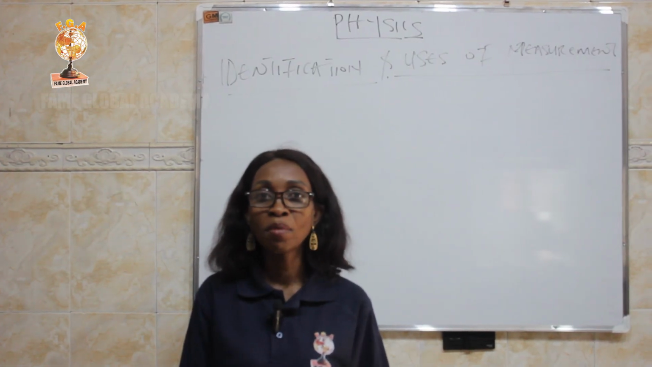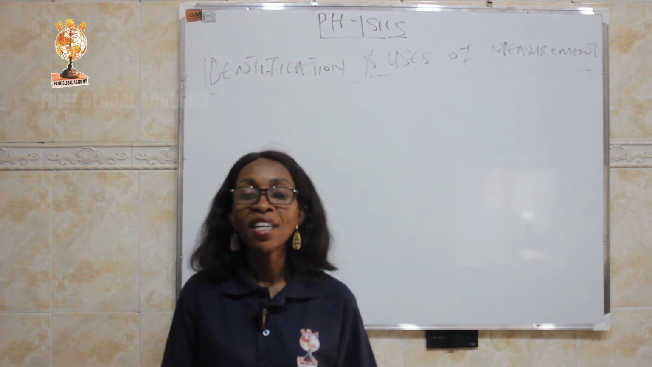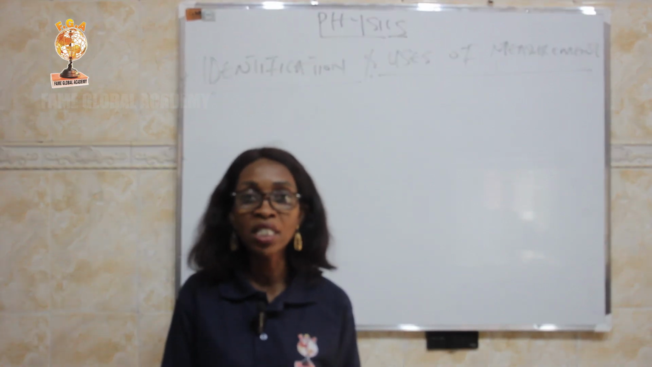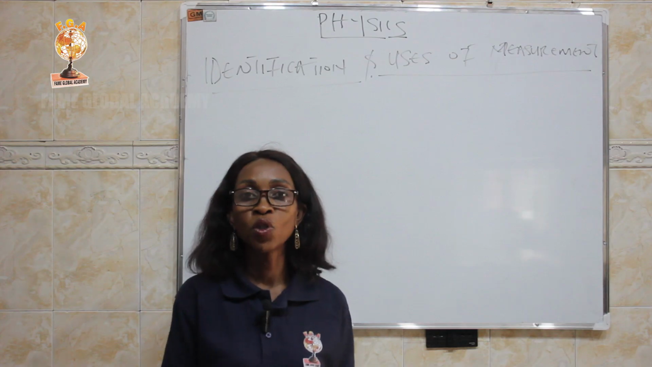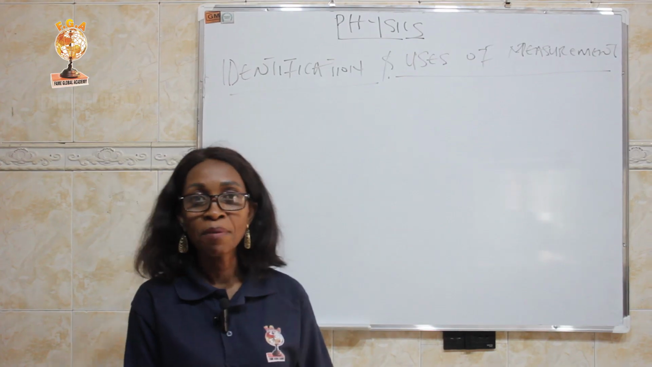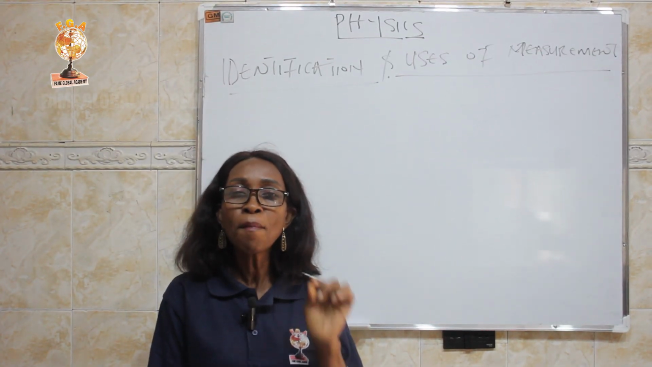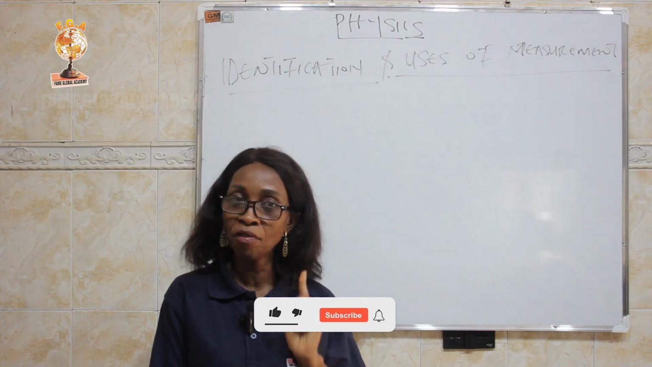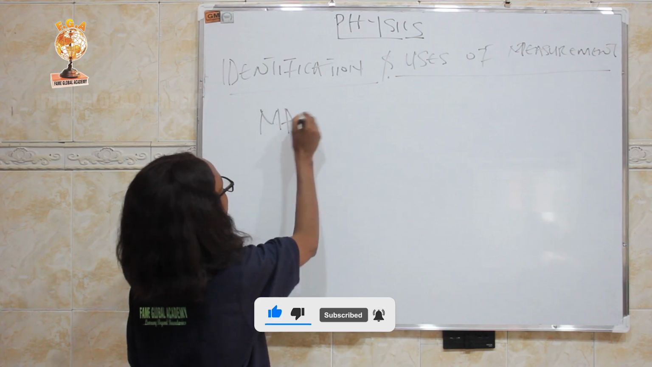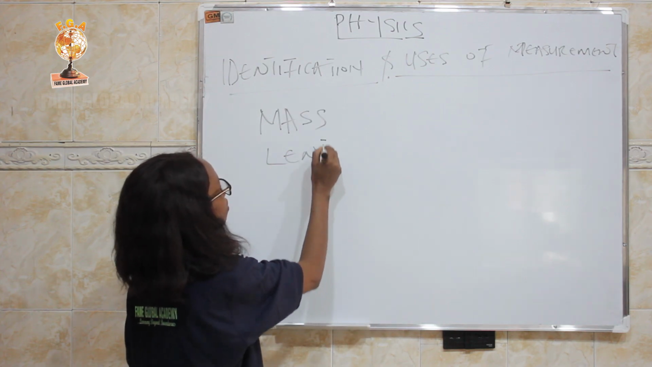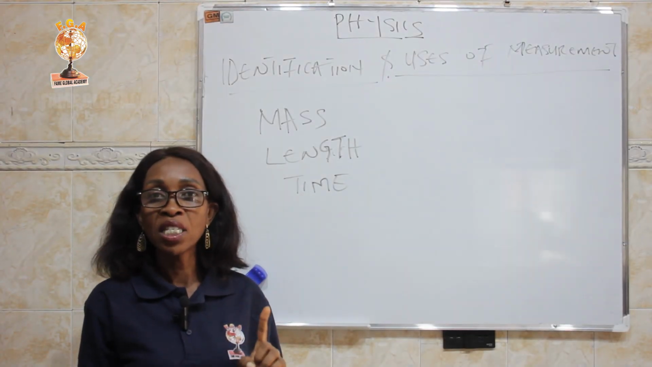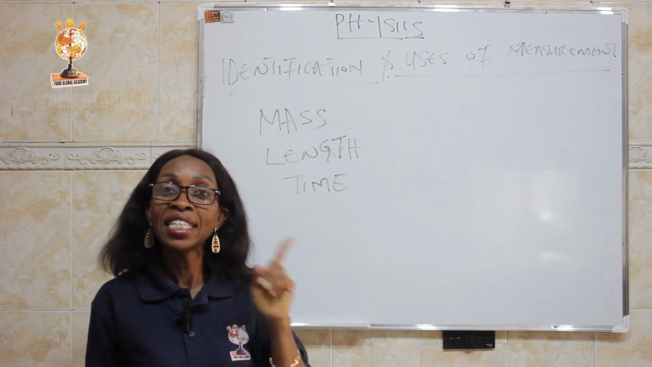In our last class, we talked about what measurement is, the fundamental quantities and the derived quantities, the differences between these two quantities and their units. But this morning, we're talking about how to identify these measurements and what their uses are. Remember, in the last class, we talked about the three most important basic quantities in physics, and they are mass, length, and time.